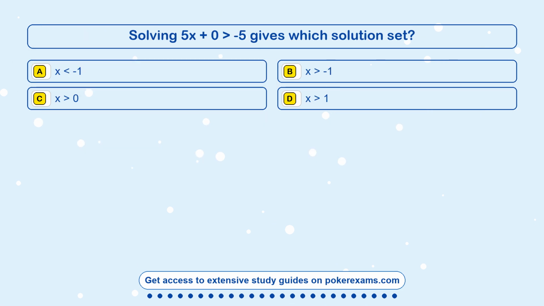Question 10. Solving 5x plus 0 minus 5 gives which solution set? Option A x minus 1. Option B x minus 1. Option C x 0. Option D x 1.